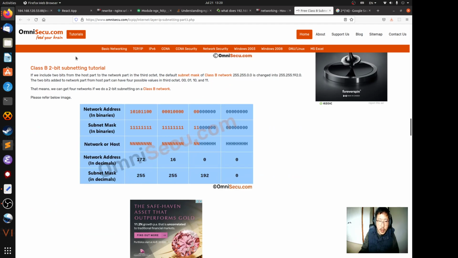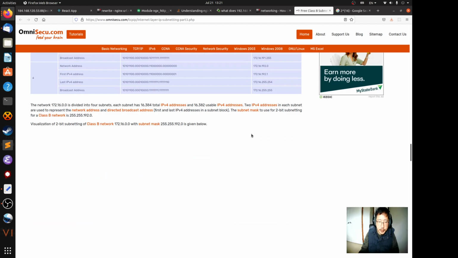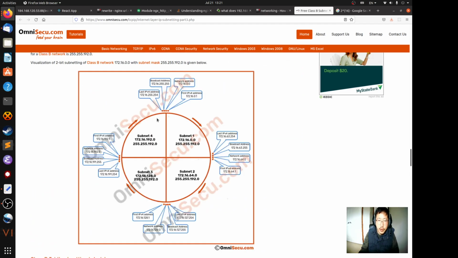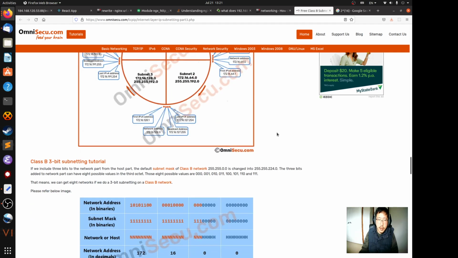Now 2-bit subnetting for class B. Now we have borrowed 2 bits from the host. So how many subnets? Well, how many networks? 2 to the power of 2, so 4. Same thing over here, okay? Where's the diagram? Here you go. So we divided the whole thing into 4 equal size subnets, and each subnet has the network address and the broadcast address, okay? As with class A.